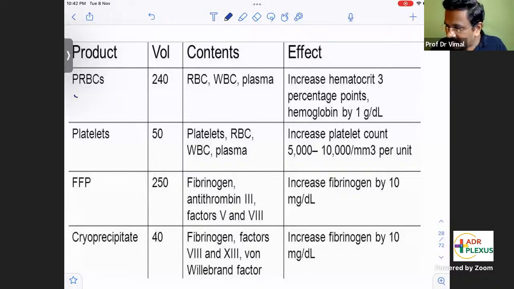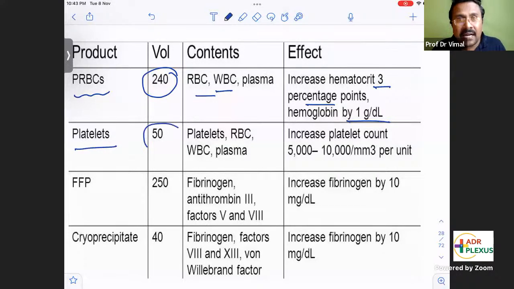Packed RBCs, usually the volume will be 240 ml, and it can contain some amount of WBC also. Please remember, a single bag of packed RBC will increase the hematocrit by 3% and the hemoglobin by 1 gram per deciliter. And a platelet bag usually contains 50 ml, and each unit will increase the platelet count by 5,000 to 10,000. So clinical scenario based questions can be framed, and they can ask you how many platelet bags you want to transfuse. Like that, the question can be framed.